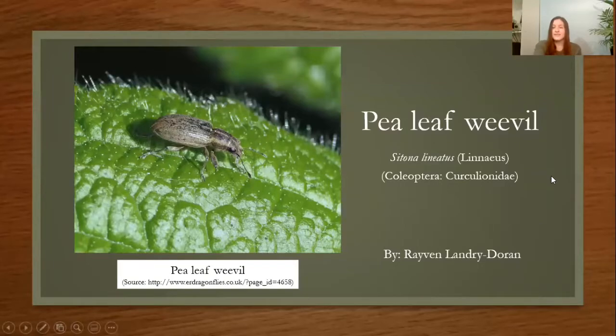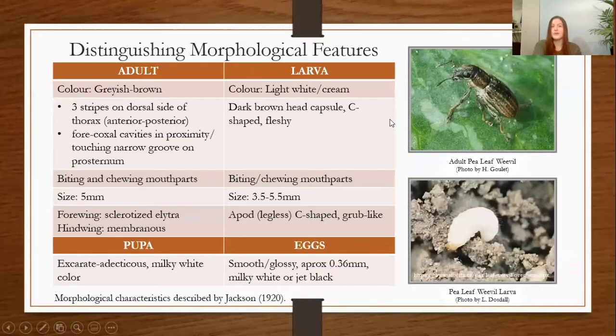Hello, everybody, and today we are going to talk about the Pea Leaf Weevil. They're from the order Coleoptera and the family Curculionidae, and they're pretty cute at first glance, but they're actually an invasive pest of crops in Canada. We're going to learn more about that in this video.